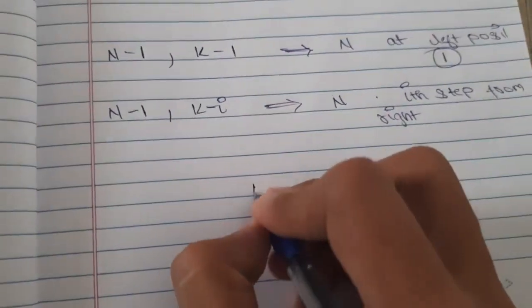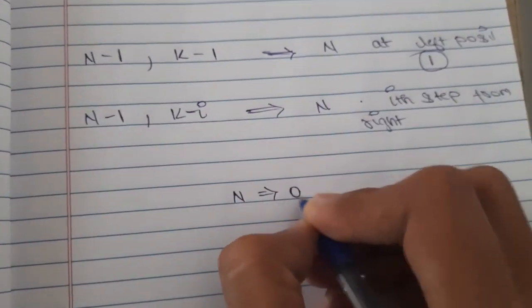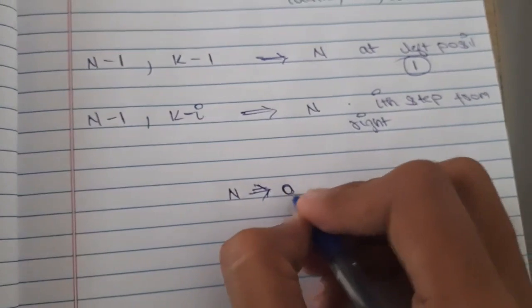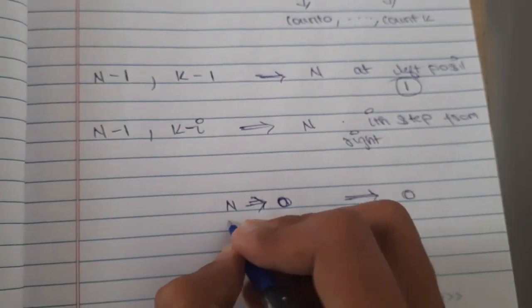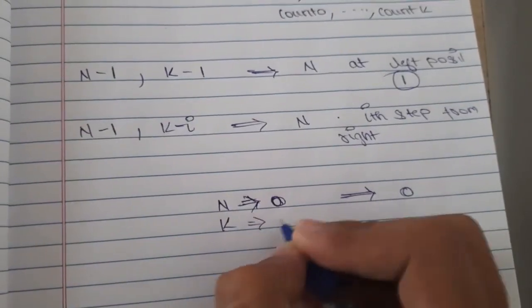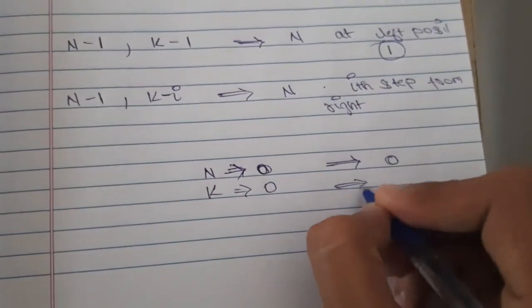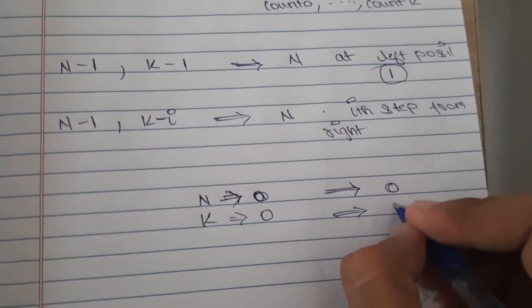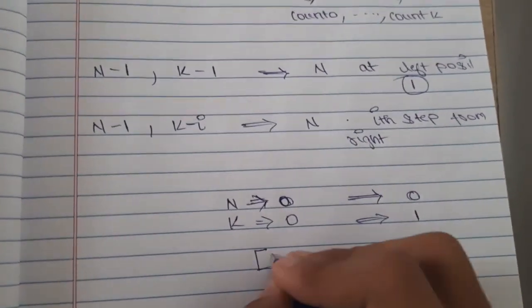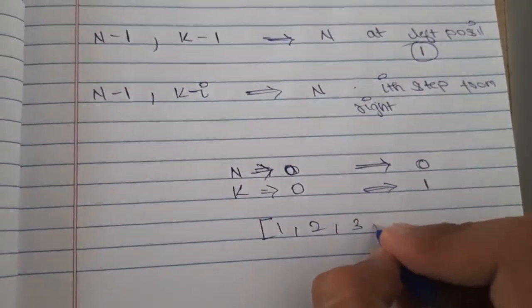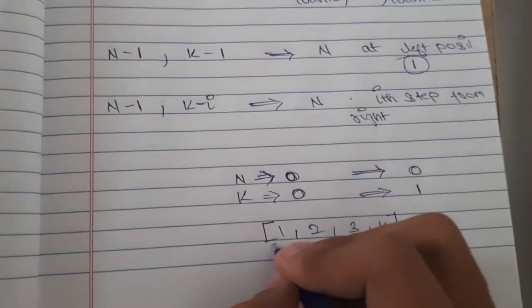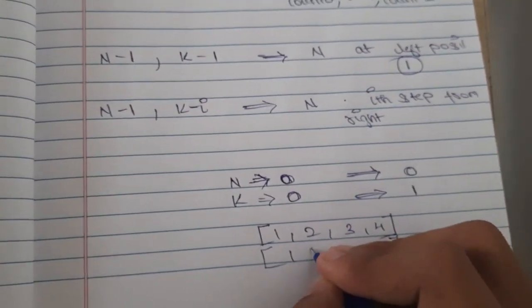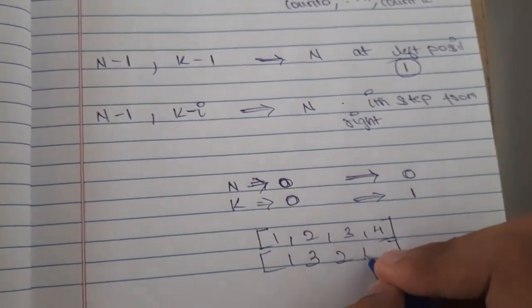The base condition is when n is 0, that is when the array size is 0, the arrangement we will get will be 0. When k is 0, that is when the inversion is 0, the total number of arrangements we will be getting is 1. If inversion is 0, it is simply an array in increasing order. If inversion is greater than 0, the array might not be in increasing order, it can be in random order.